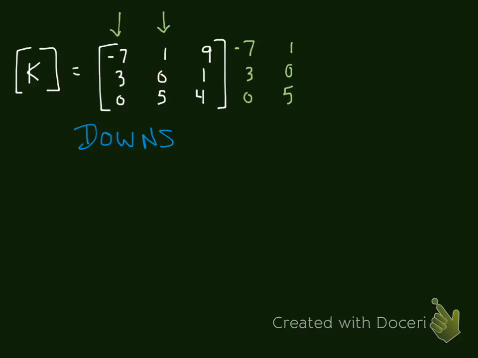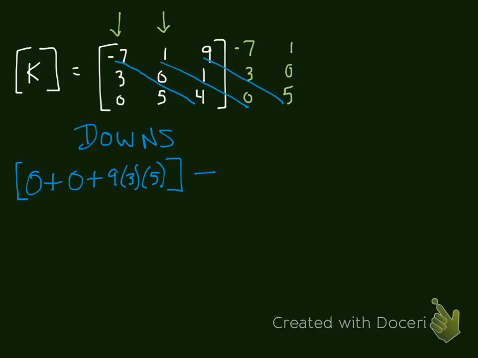Downs come first. For my downs, follow the diagonal. All 3 diagonals. So I have negative 7 times 0 times 4. That's 0. 1 times 1 times 0. And then 9 times 3 times 5. That's my downs. Now let's go through and do the ups.